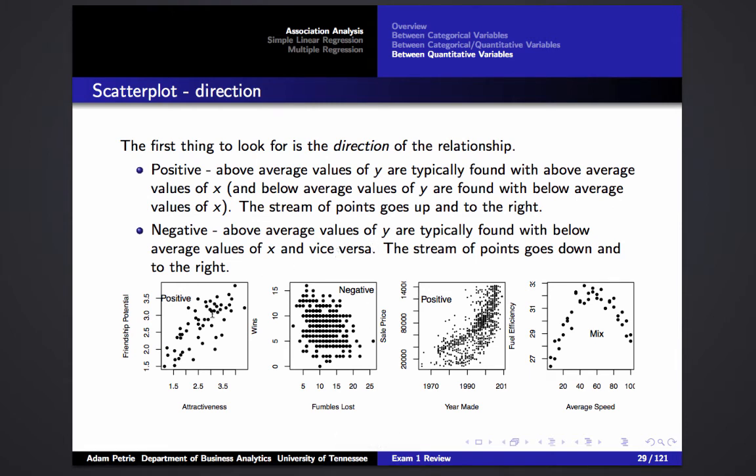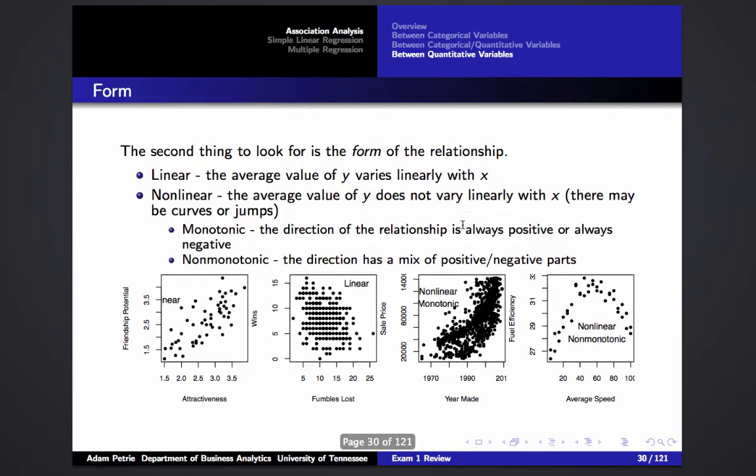So, a very brief review, given some scatter plots here, we talk about the direction of the relationship either being positive when the stream is going up and to the right, or negative when it's going down and to the right. And it doesn't matter if there's any sort of curvature, as long as the overall trajectory is always consistently positive, we say that it's a positive relationship. Not all relationships are just uniformly negative or uniformly positive. Here we actually have a mix of positive and negative directions.